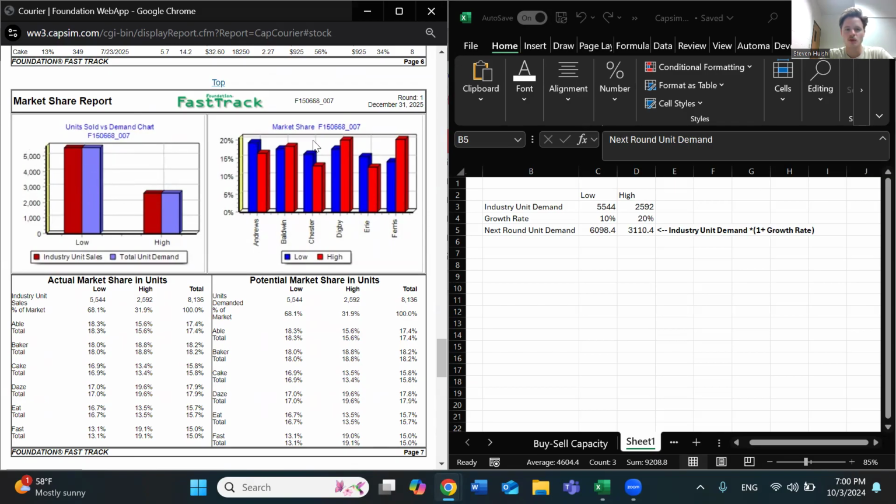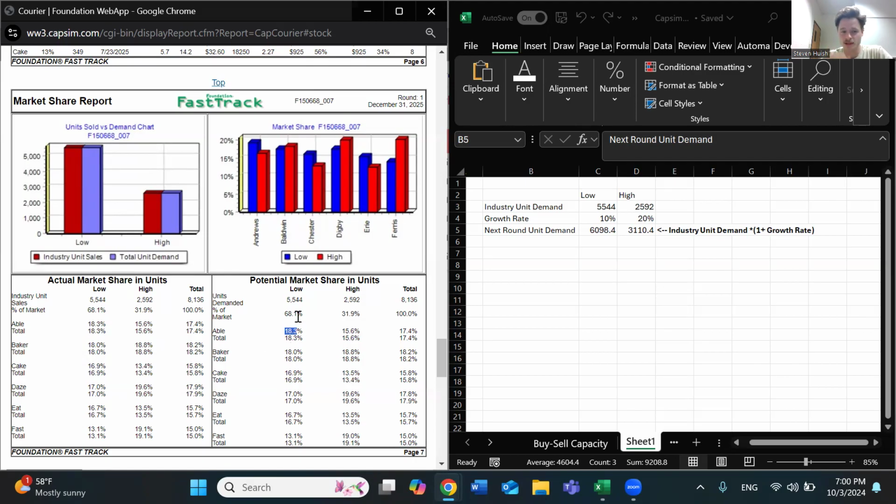And we can also see what people sold to which segments. So we can see that Ferris has a really high red column and a really low blue column. So that means they sold a lot of units in high tech and fewer units in low tech. Me, Andrews, I have a high blue column, a short red column. I sold mostly to low tech, not a lot to high tech. And so you look at your actual market share right here, because I didn't stock out and no one else stocked out, my actual market share and my potential market share match up exactly.